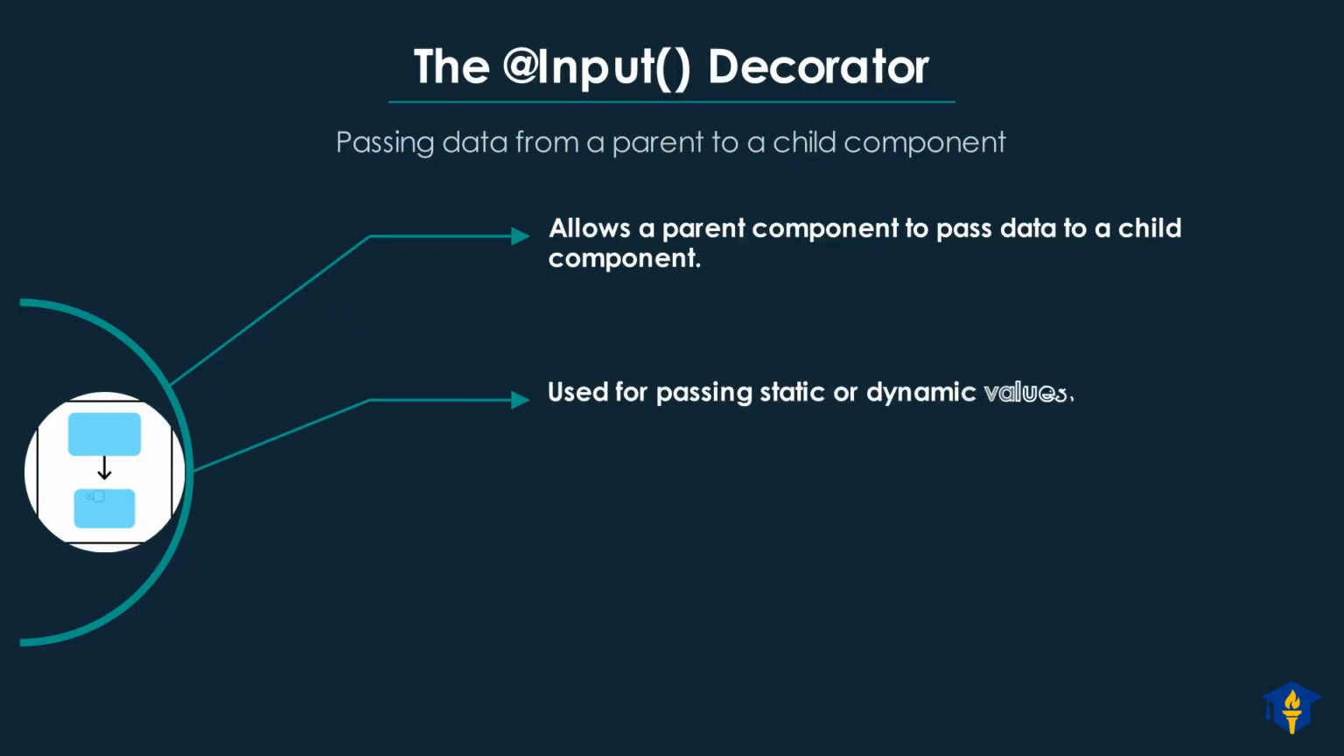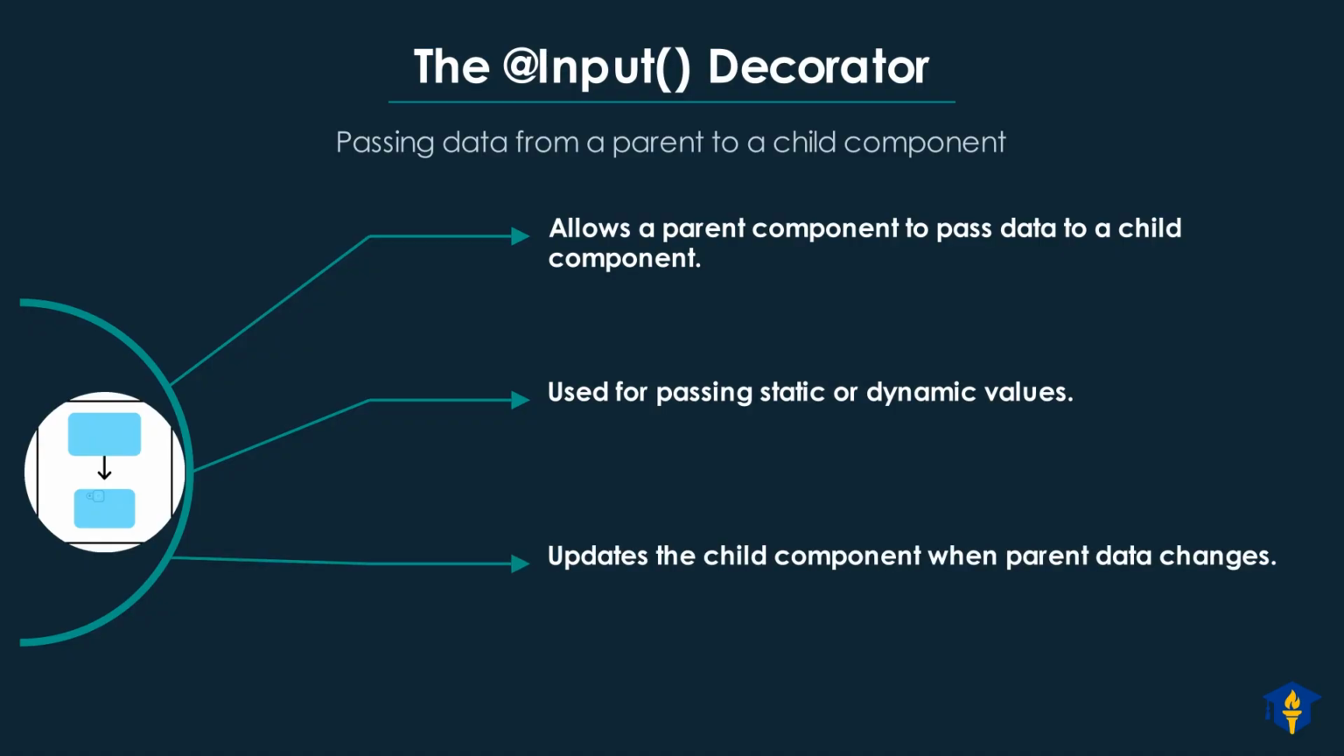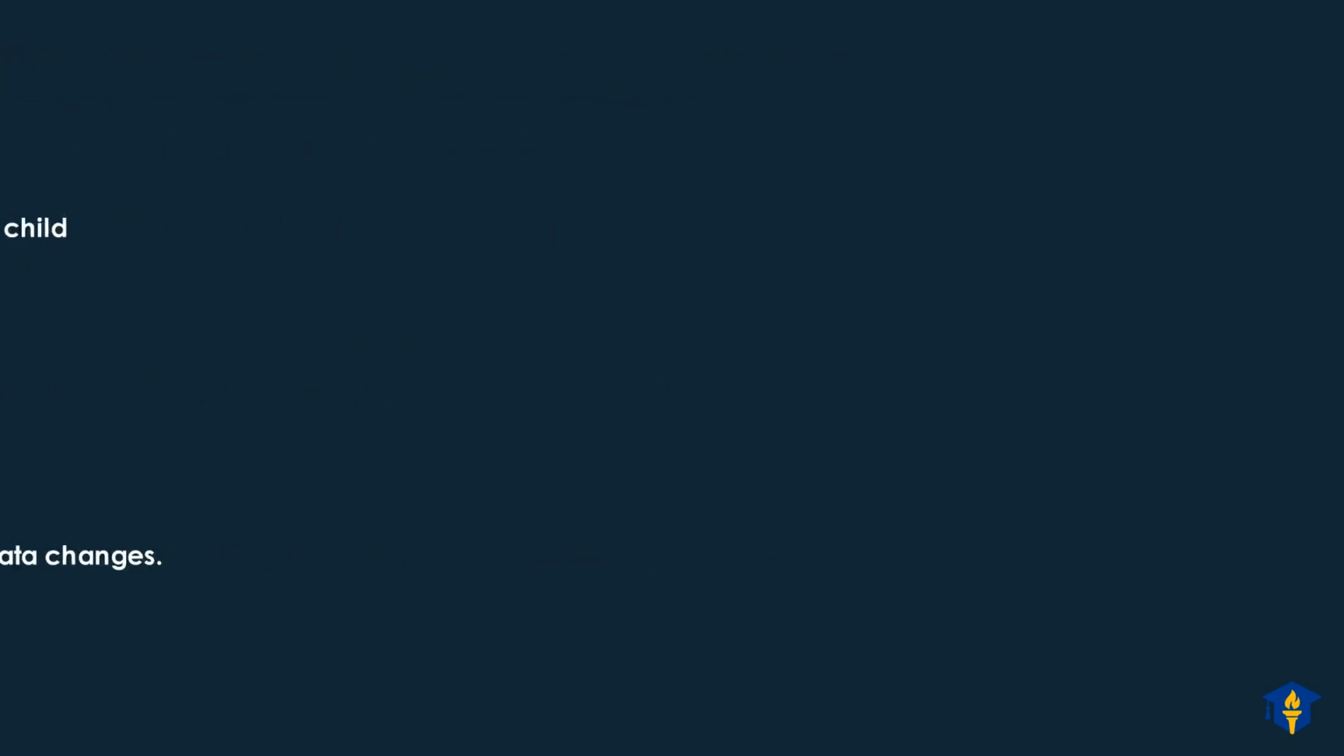You can use @Input for passing both static values, which remain constant, and dynamic values that can change. Importantly, the child component automatically updates itself whenever the data passed from the parent changes.